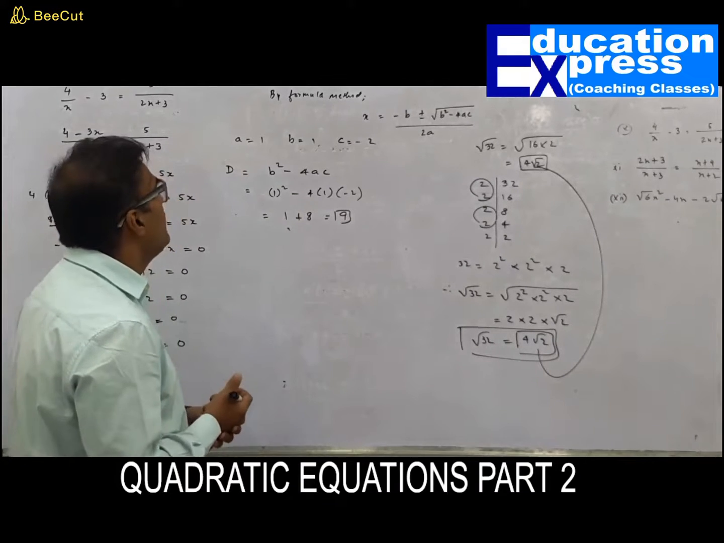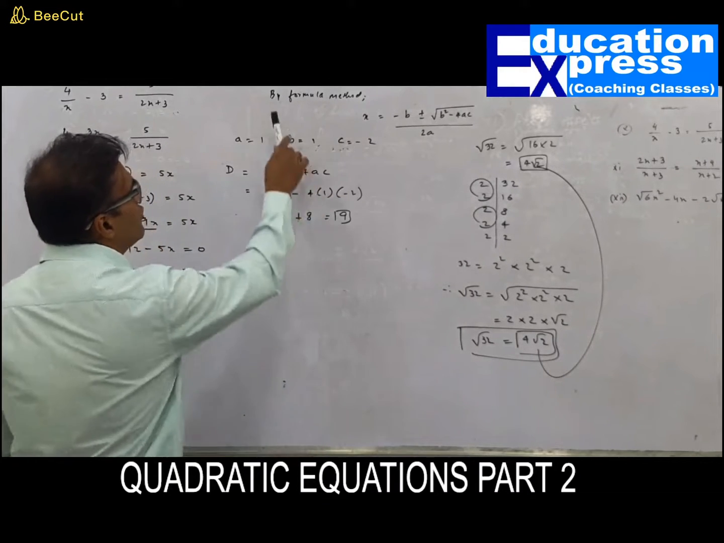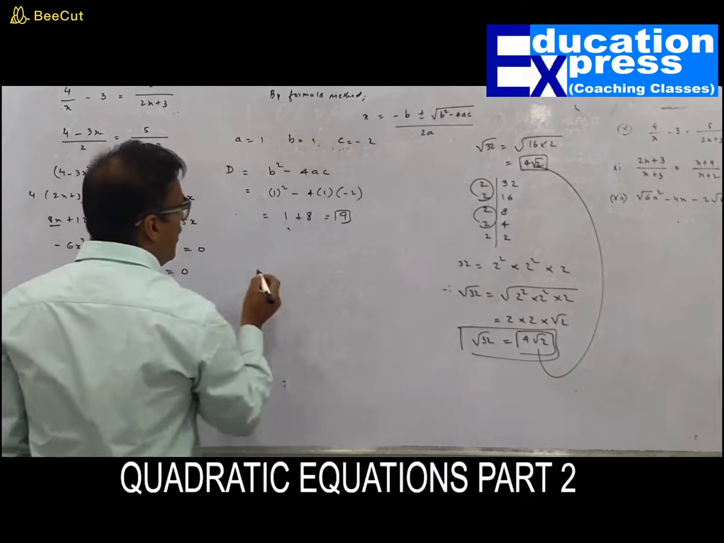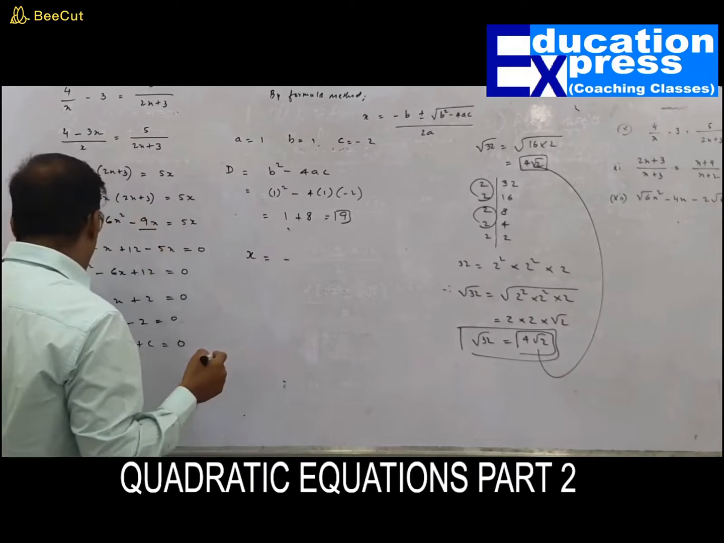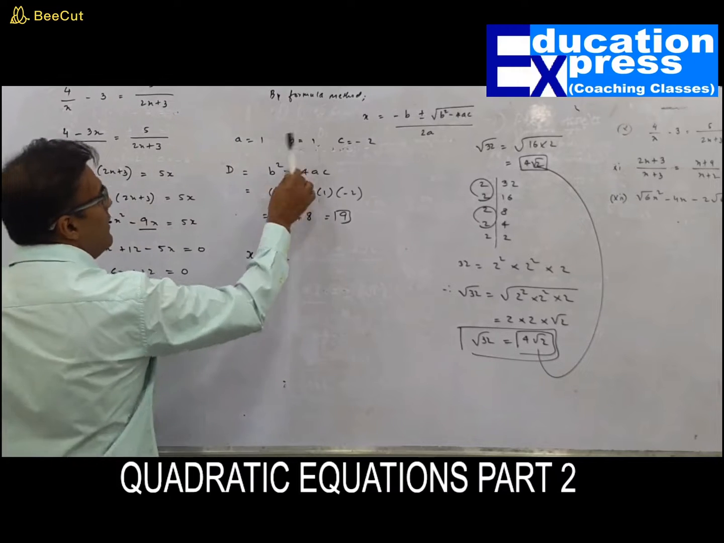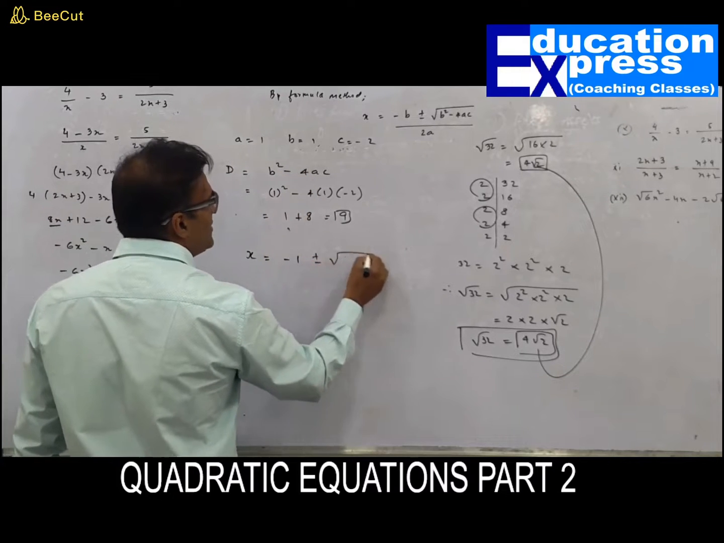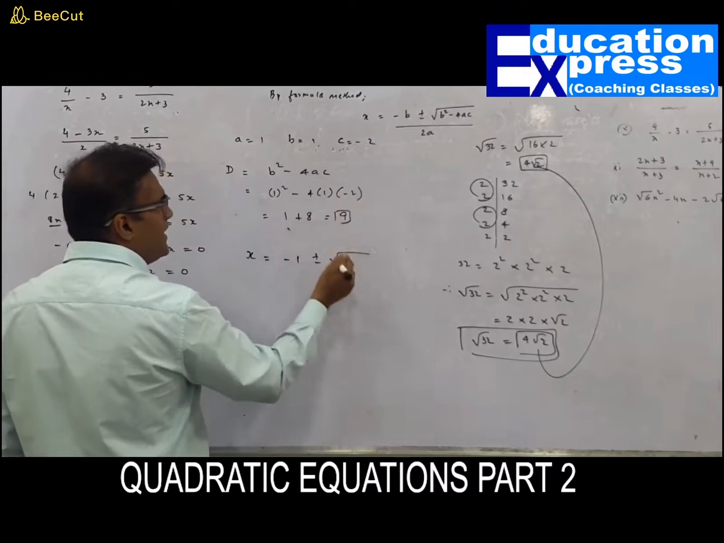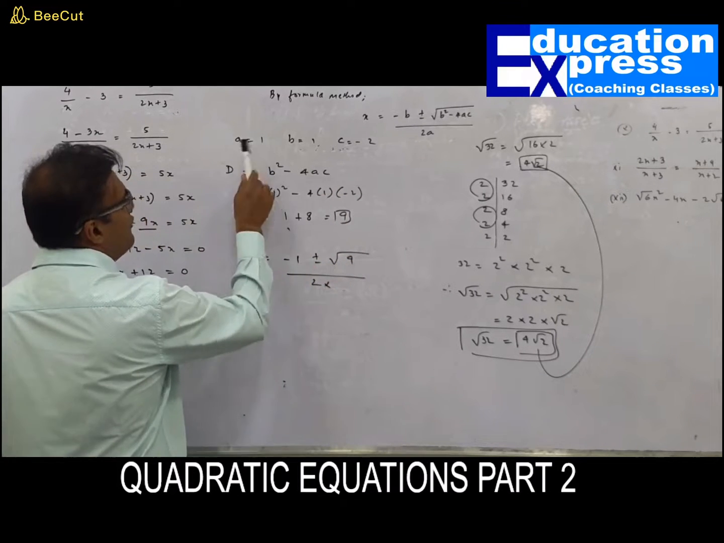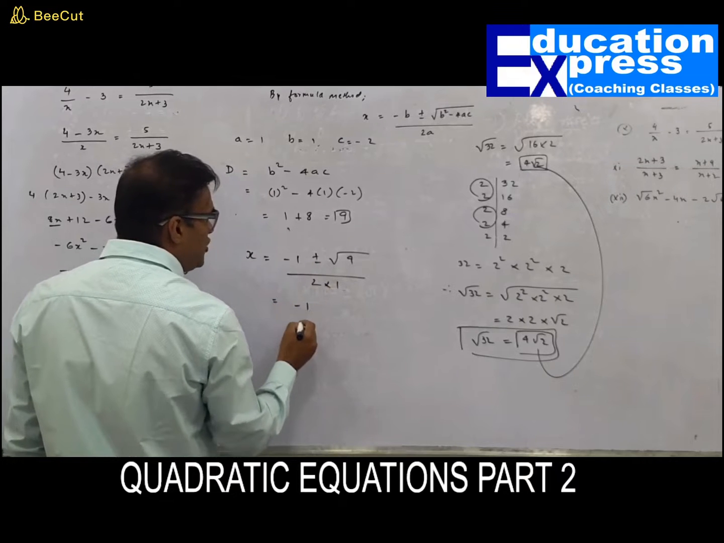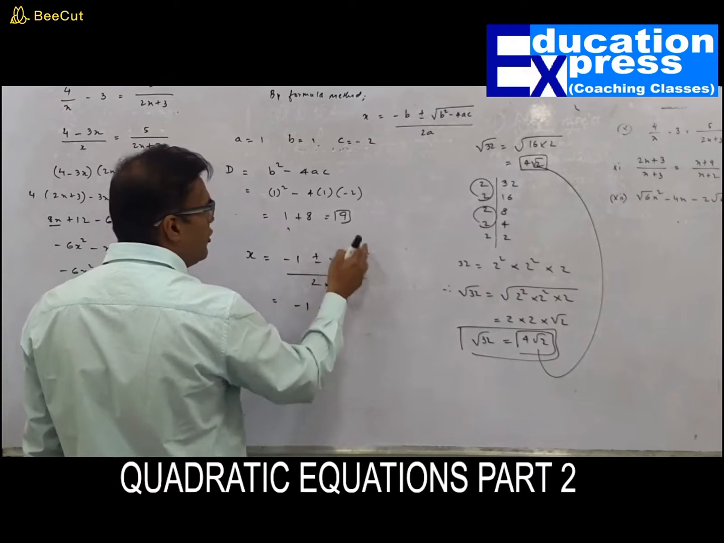What do we need to do now? Simple, adopt the formula method. This is my given formula. The value of x would be minus b, plus or minus square root of b square minus 4ac, that is 9, upon 2 multiplied by a. The value of a is 1. So minus 1 plus or minus square root of 9.